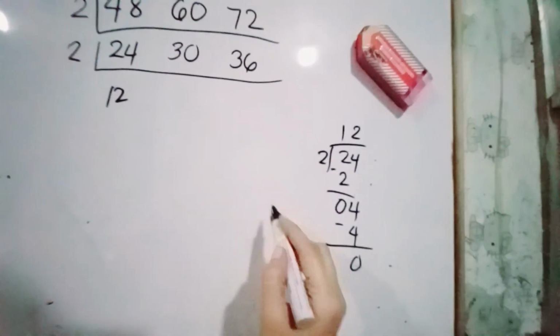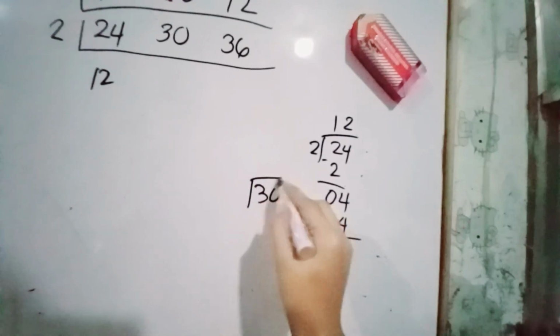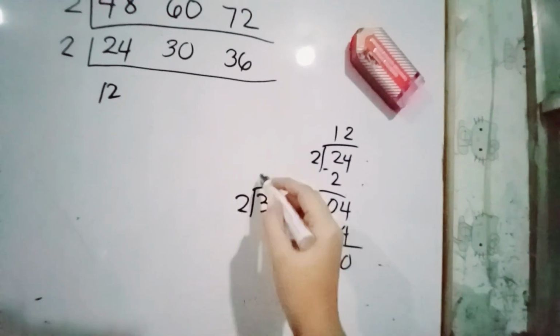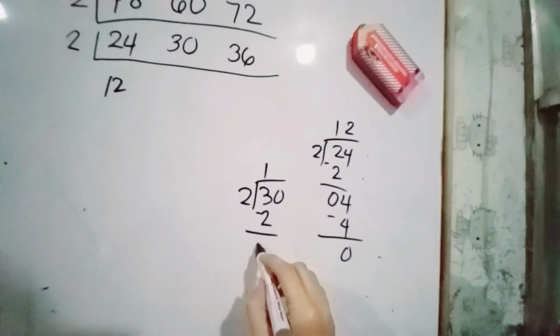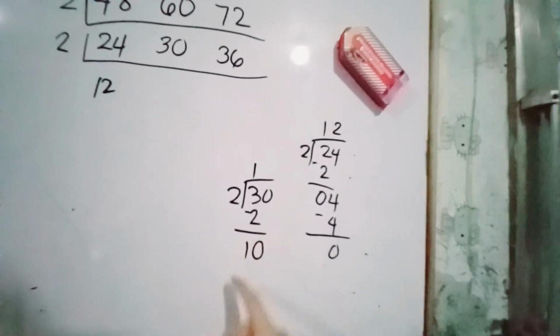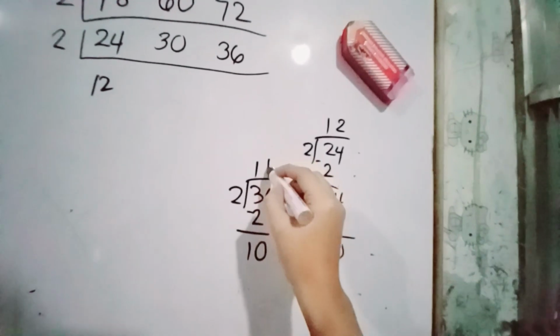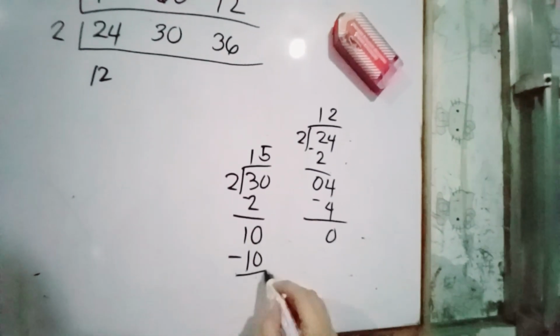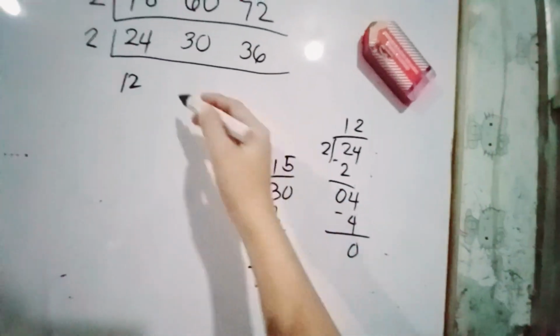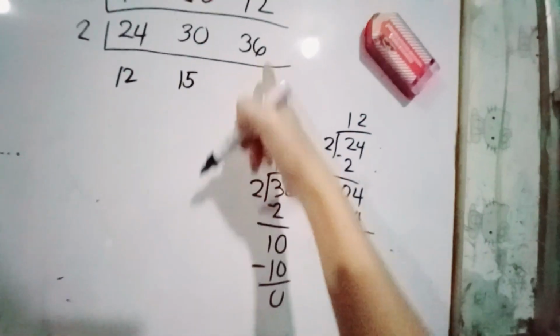Okay? Let's solve this one. 30 divided by 2. 3 divided by 2 is 1. 1 times 2 is 2. 3 minus 2 is 1. Bring down 0. 10 divided by 2 is 5. 5 times 2 is 10. Subtract, 10 minus 10 is 0. Therefore, the answer is 15.